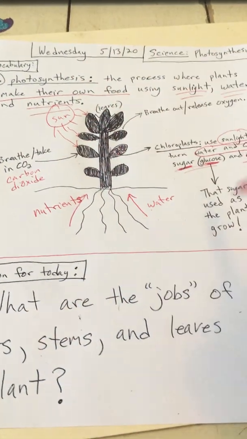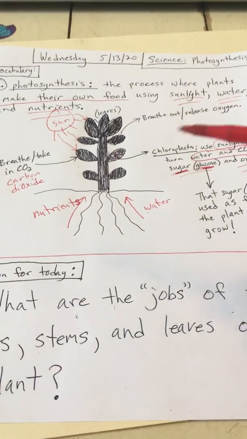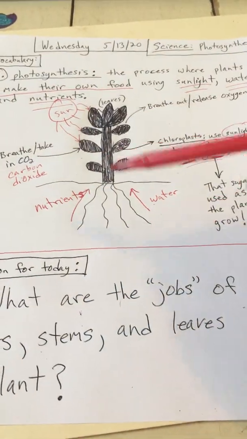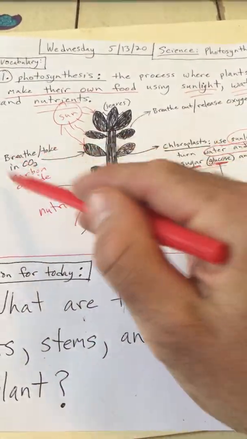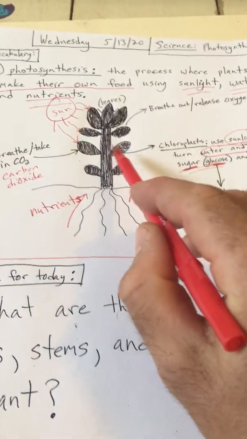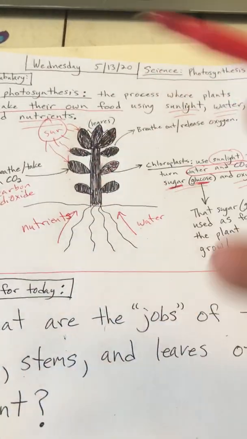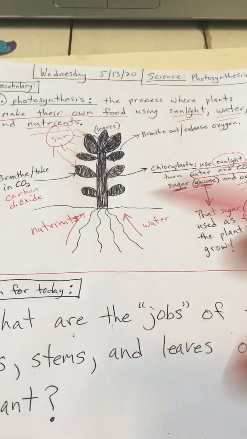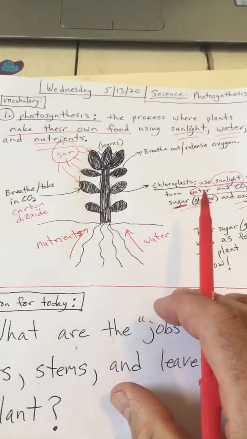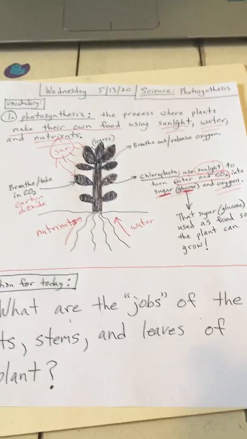So that is the process of photosynthesis. They are literally using the sun and the water and nutrients and the carbon dioxide that they breathe in to make their own sugar. That way they can continue to eat the sugar and grow. Pretty cool process, right? Very cool.